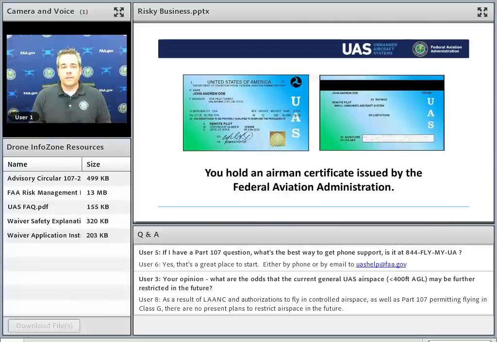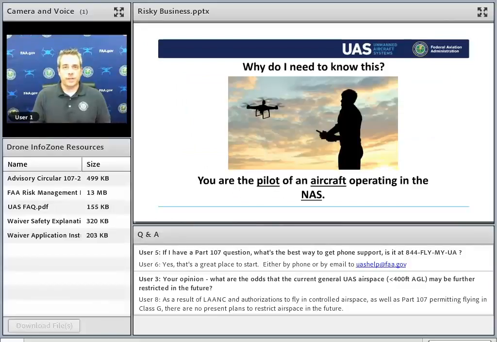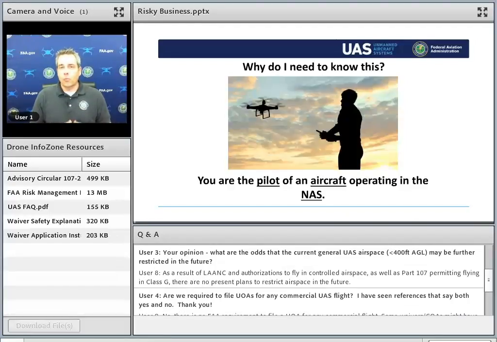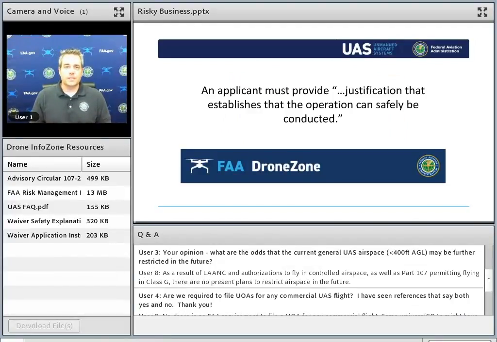Remember, too, that you hold an airman certificate issued by the FAA, which means you're a pilot. That certificate is issued to you based on your successful completion of a test and your knowledge that you demonstrated to the FAA. So you hold an airman certificate by the FAA. So what does that boil down to? Why do you need to know this stuff? Think of it this way.